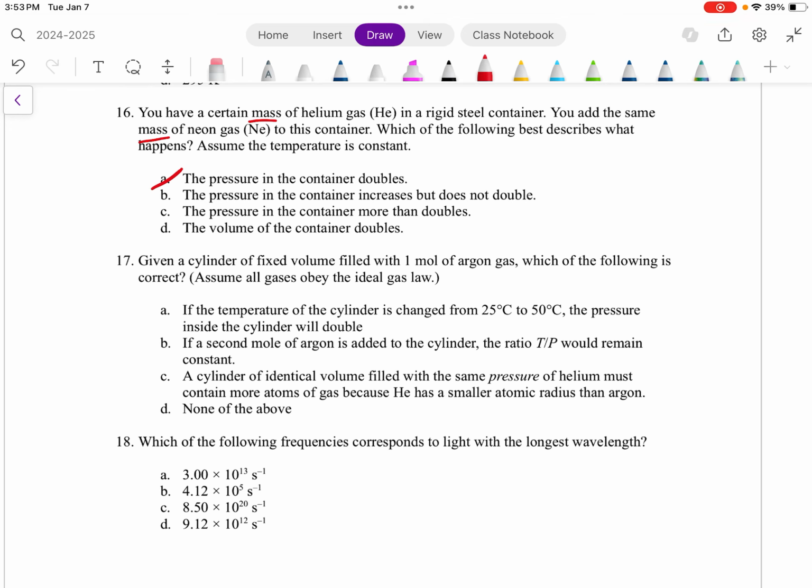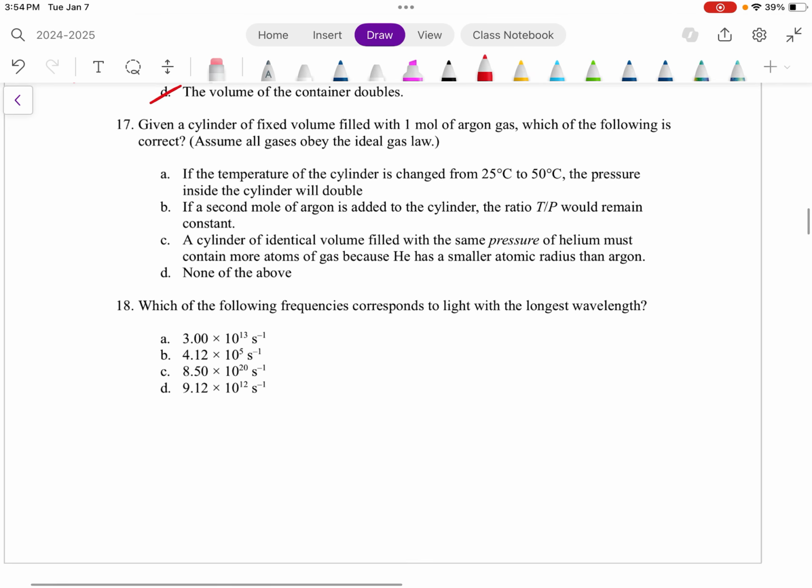That is true, okay? And so they tell you you are in a rigid container, so volume is not changing. So the question is, does the pressure increase but not double, or does the pressure exactly double, or sorry, more than double, okay? And it is going to be B because neon weighs more than helium. So you are not doubling the molecules. You are less than doubling the molecules, okay? And therefore the pressure should increase by less than double. Okay.